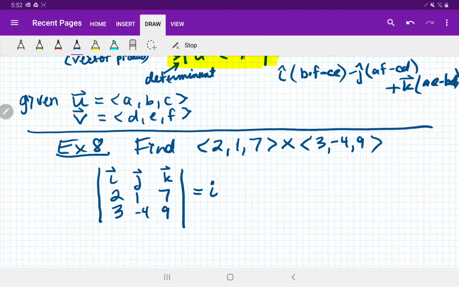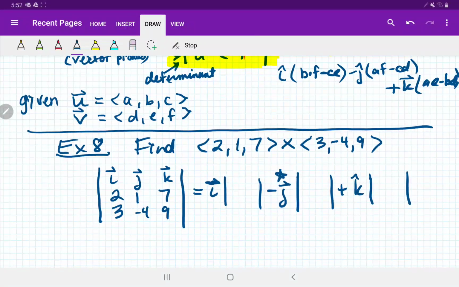So that's i, vector i, times a determinant, minus vector j. I really can't stop making those hats there. Okay, then here, k. Okay, so what do we do?